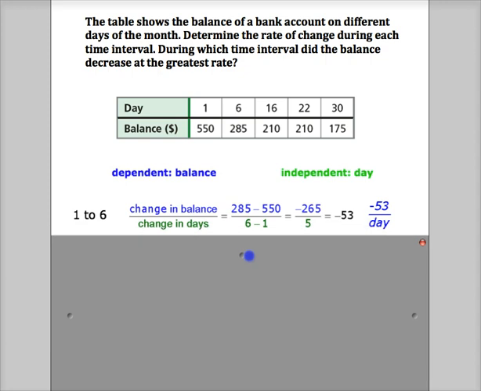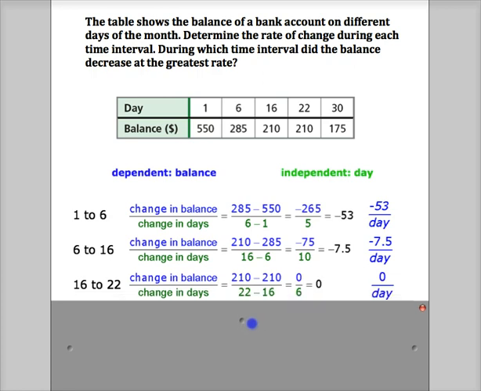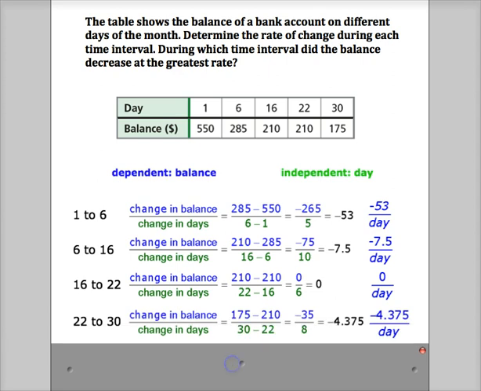And from the first day to the sixth day, it was a decrease of 53, because that's 265 over 5. The next one, a change of negative 75 over 10, or negative 7.5 per day. From day 16 to 22, it didn't change at all, so that was a 0 decrease. And the last one was about 4.375 per day. So when was the greatest decrease? Well, it looks like from the 1st to the 6th, that was our biggest decrease.